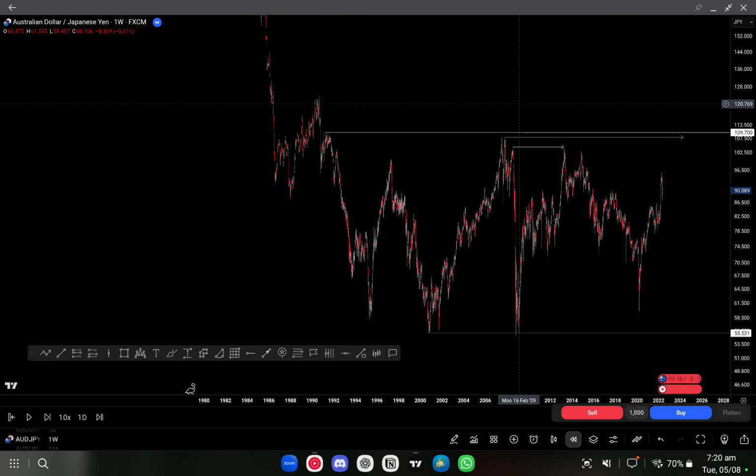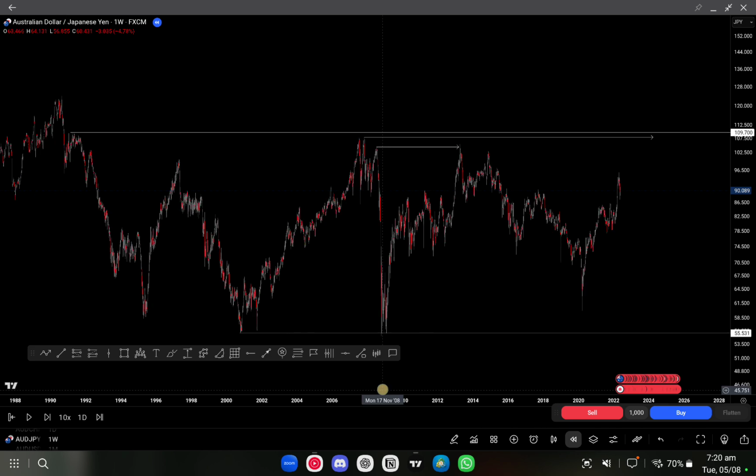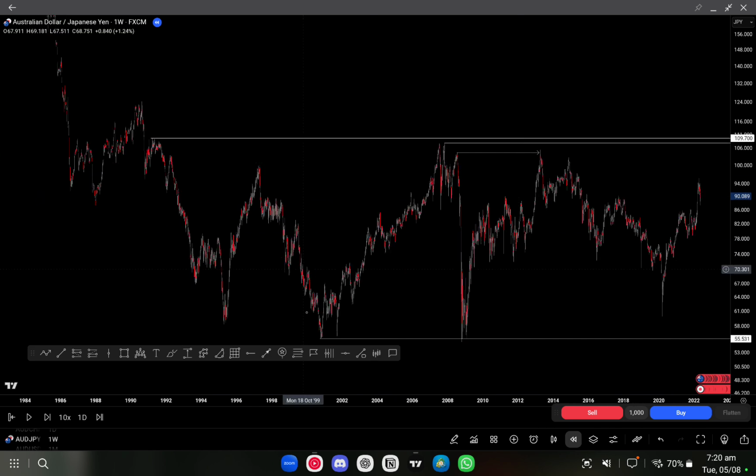If you look at price, and you have to ask yourself, when you get these corrective price actions, where are they going? And that's the real question. Where is price going?